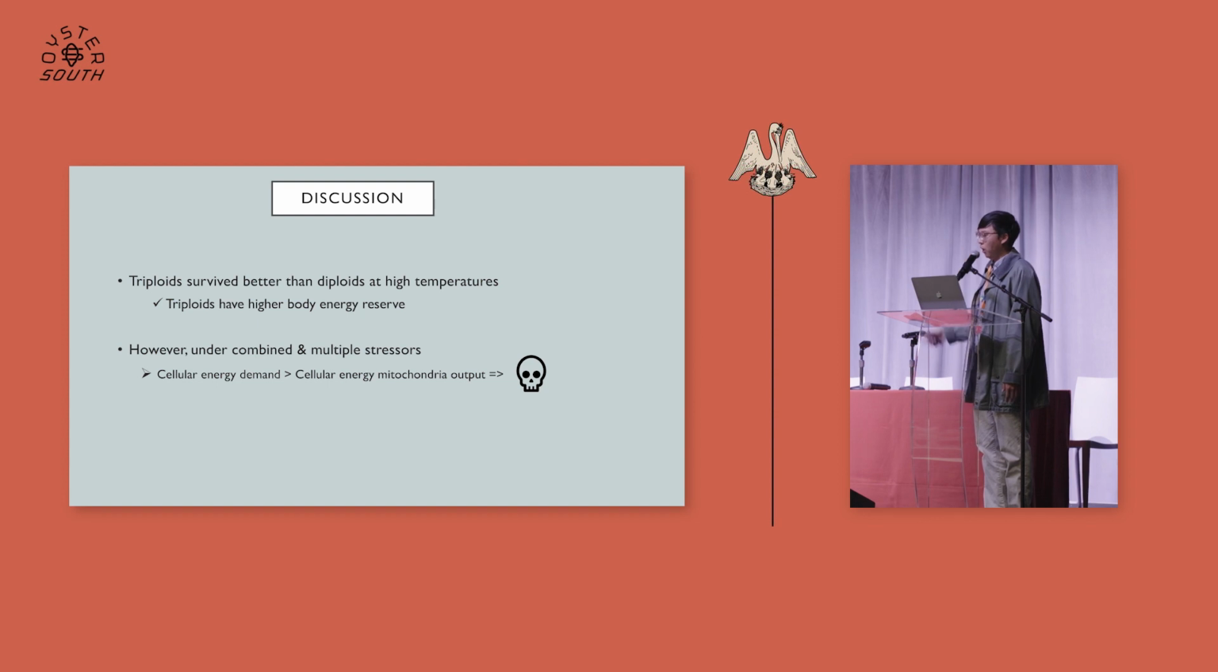So we saw also that the triploids were surviving better than diploids at the higher temperatures. This could be due to the fact that the triploids have a higher body energy reserve. We just mentioned that triploids have around a 10% bigger cell, and within these bigger cells, they may have more reserves to deal with single stressors, like high temperatures.